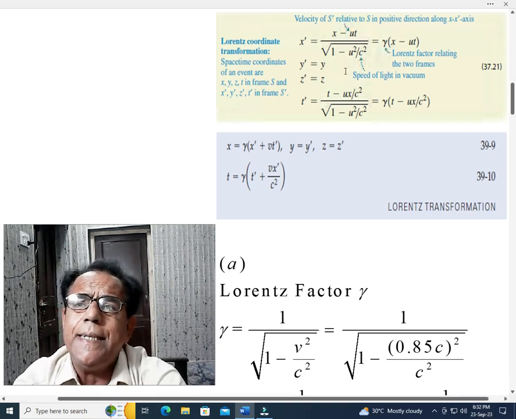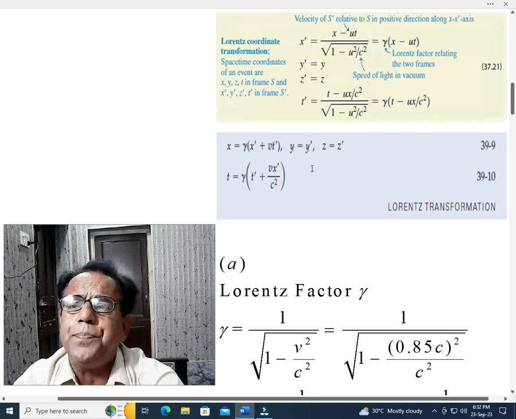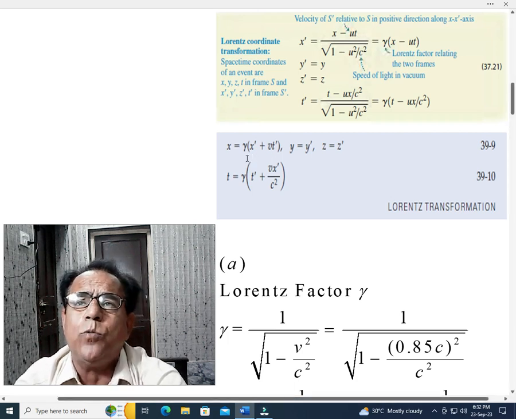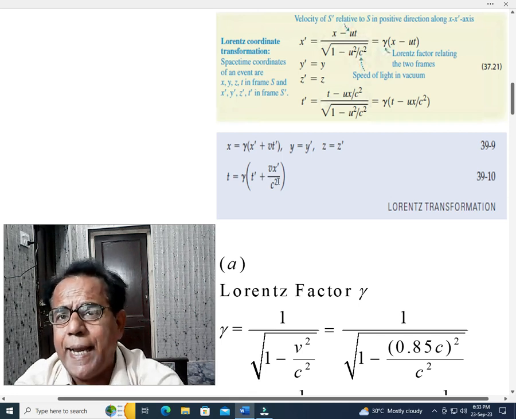In the second snapshot, we have found x dash, y dash, z dash, t dash. The next snapshot is about the inverse transformation. That is, x is equal to gamma into x dash plus v t dash, while y and z do not change, as in the second snapshot. While t is equal to gamma into t dash plus v x dash over c square.